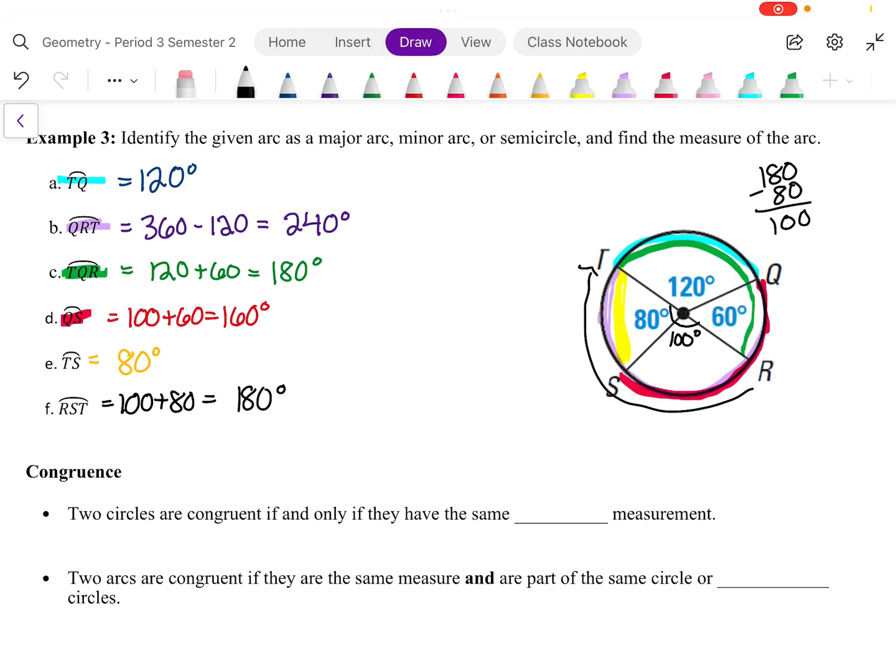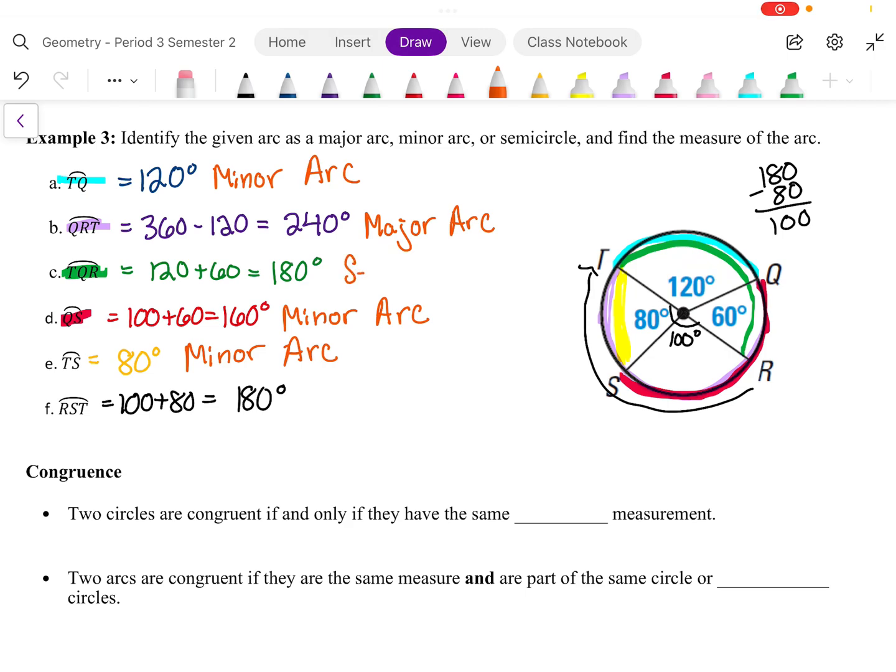So our last step would be just labeling these if they're major, minor, or semicircles. So anything greater than 180 is going to be a major arc. So for this one, we just have the one. Anything less than 180 is going to be a minor arc. And remember, it's less than 180, not equal to. If it is equal to 180, then it is going to be a semicircle. And then we are now done with the problem.